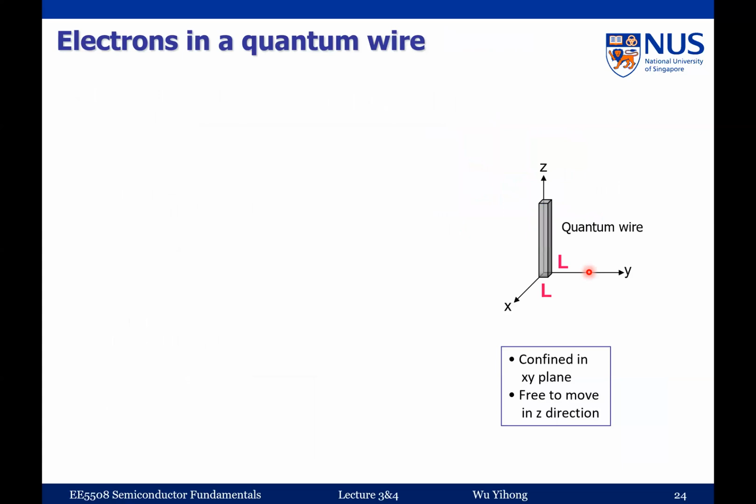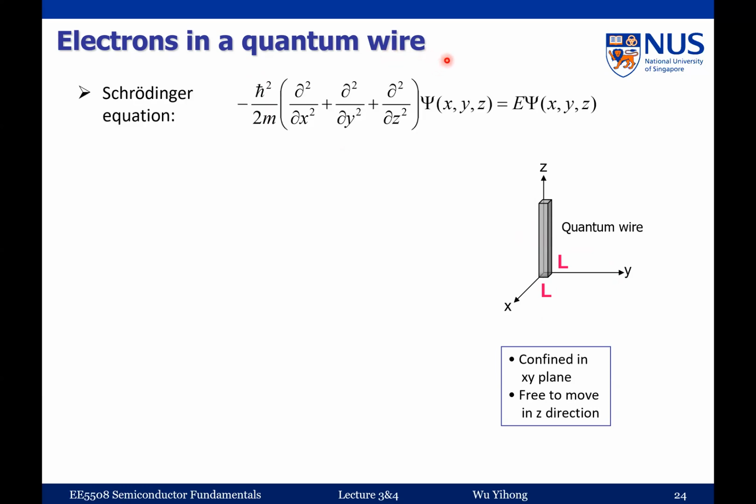So now, let's look at what happens if we try to confine electrons not just in the X direction, but additionally in the Y direction as well, and we only allow electrons to move in the Z direction. In this case, we have a one-dimensional system, which is called a quantum wire, because it looks like a wire instead of a well, right?